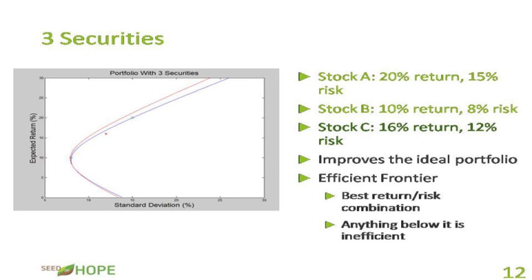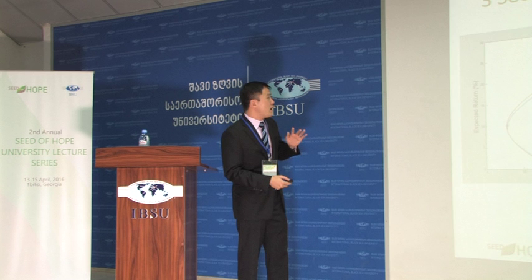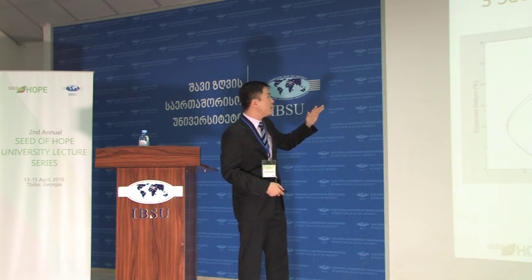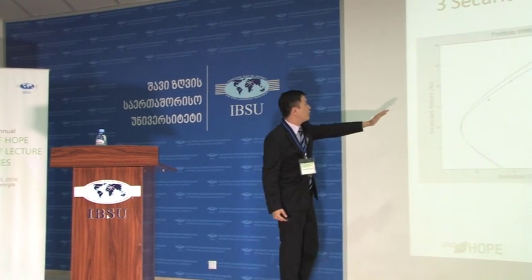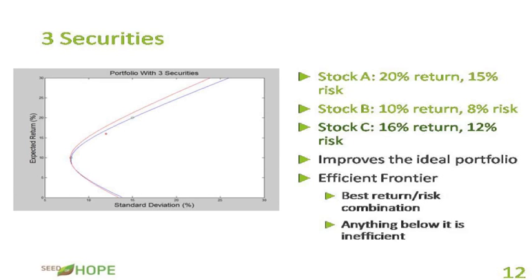Now, if I throw a third security into the mix, so you've seen that this is stock A and this is stock B, and now I put stock C in here. The blue curve here was the curve that we saw earlier, but this red curve is your new curve with the third stock thrown into the mix. As we add more and more stocks into the mix, our portfolio will shift more and more closer to that corner. Why? Because the universe of investable portfolios increases. Now we have more possibilities than just A and B.